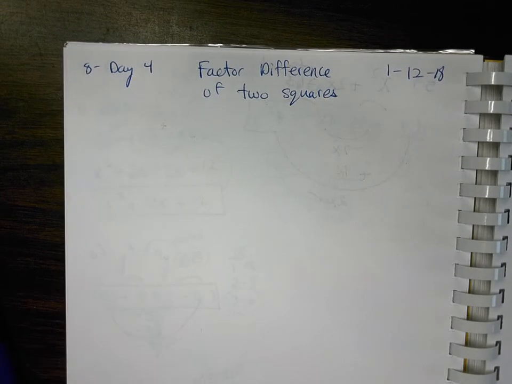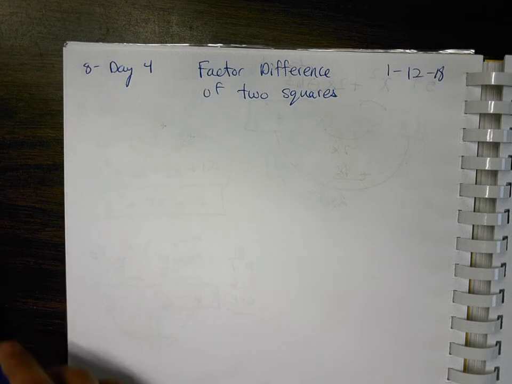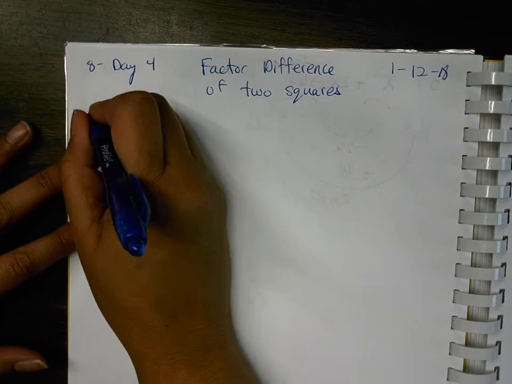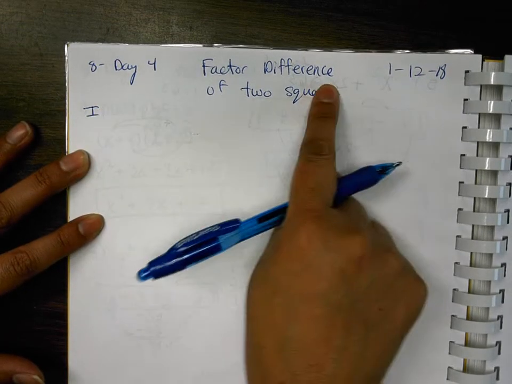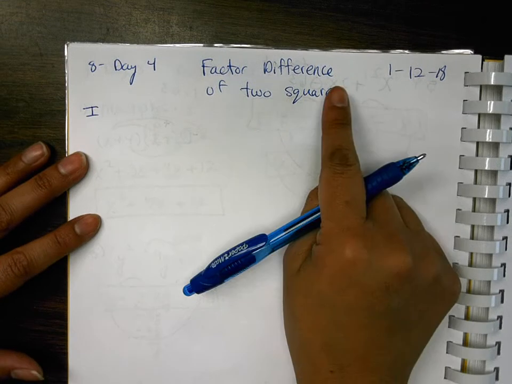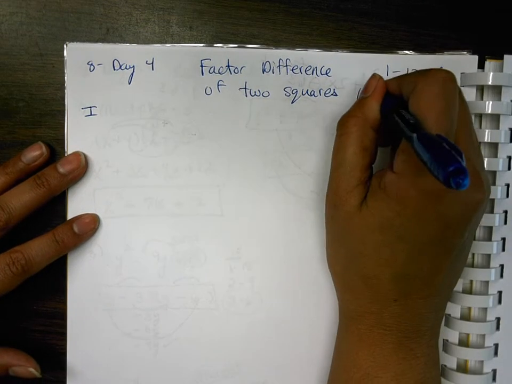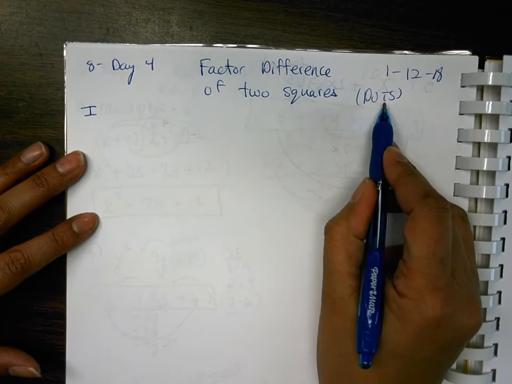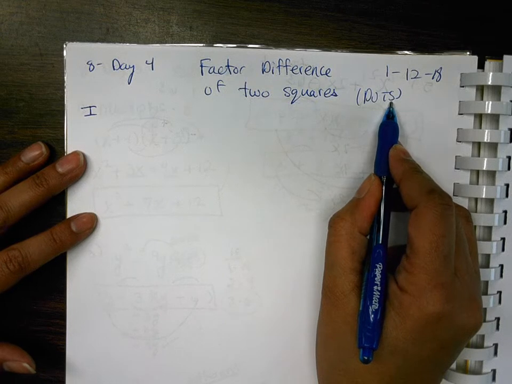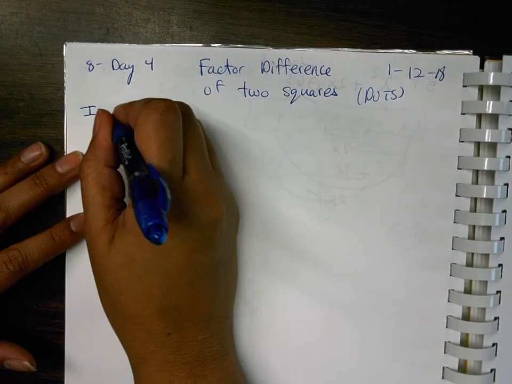Okay. This lesson is actually really easy, but some kids just mess it up because they try to make it harder than what it really is. Okay, so part one, title, factor difference of two squares. I often will call this dots, difference of two squares. Got it? So when you hear me saying dots, you know what I'm talking about.